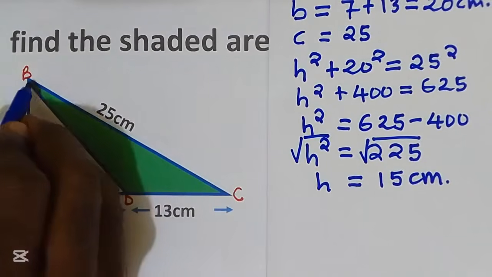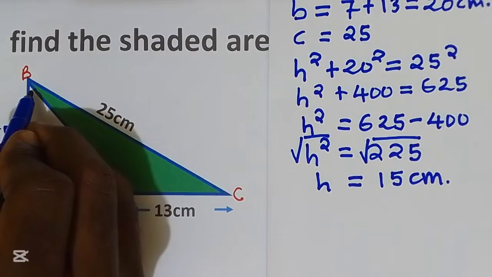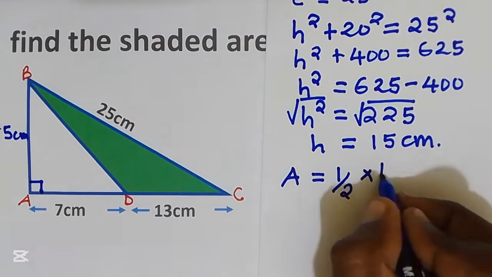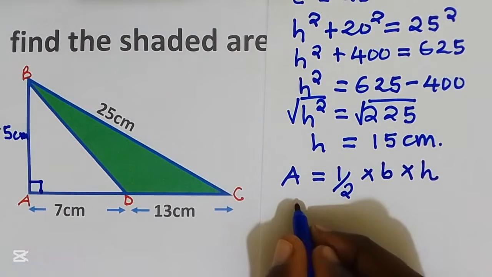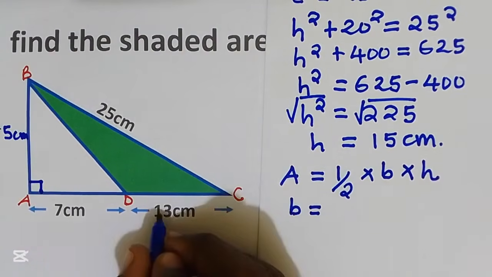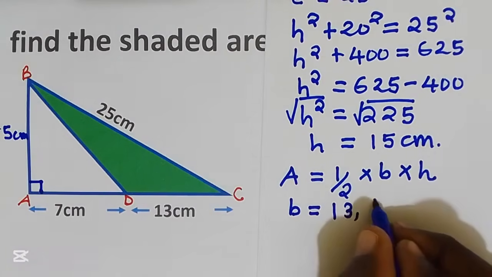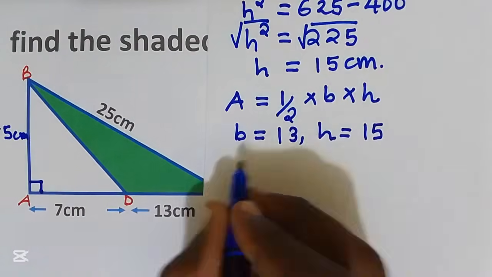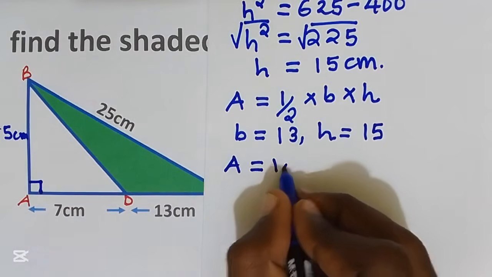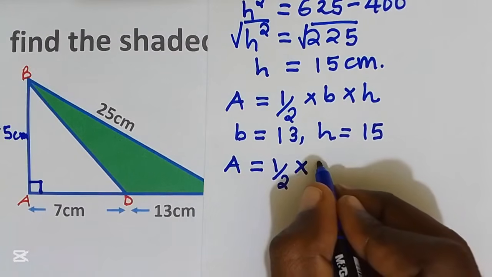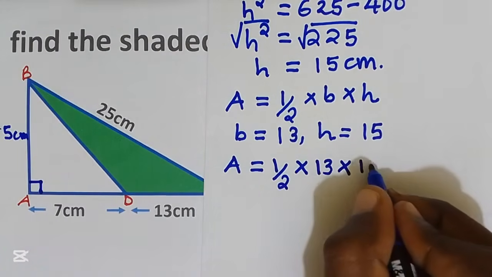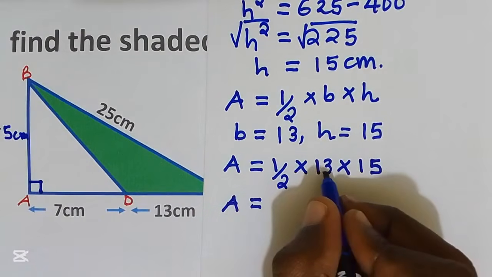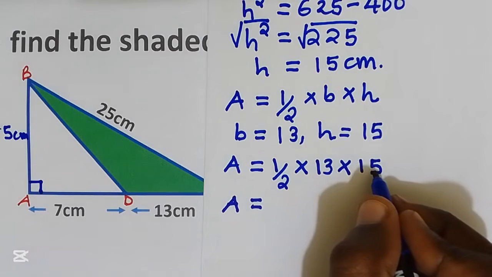Now let us find the area of painted part. Area of a triangle is given by a half multiplied by base multiplied by height, but we have base is equal to 13 and our height is equal to 15. Our area is equal to a half multiplied by 13 multiplied by 15.